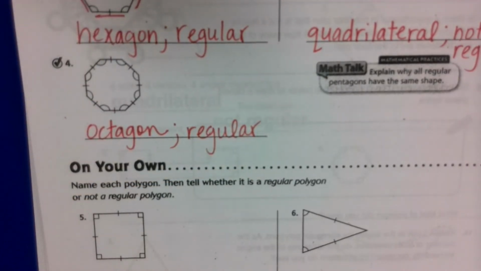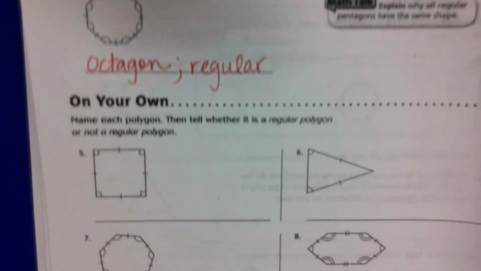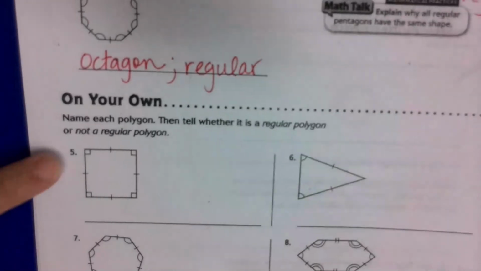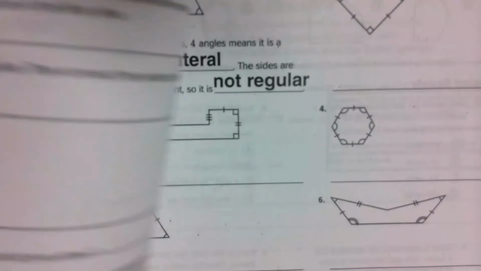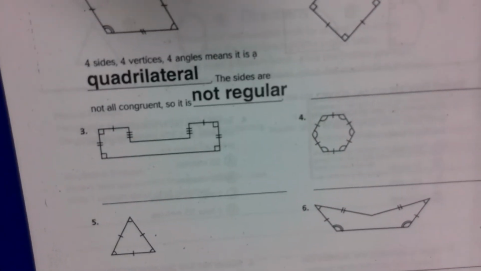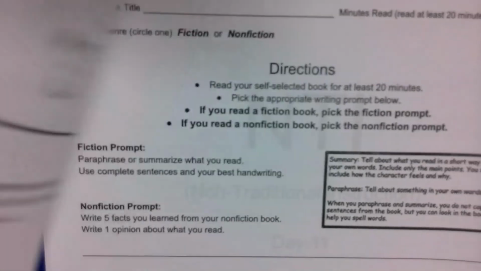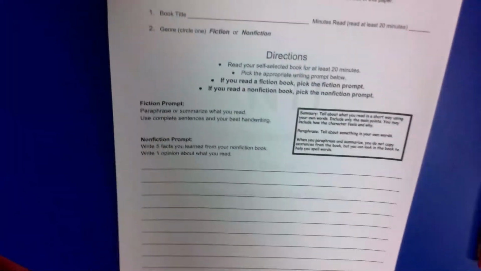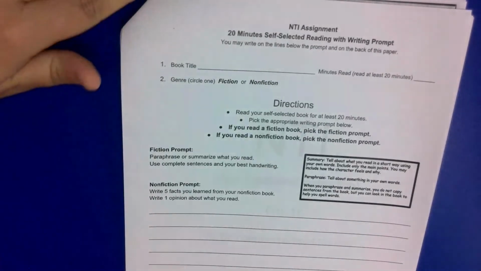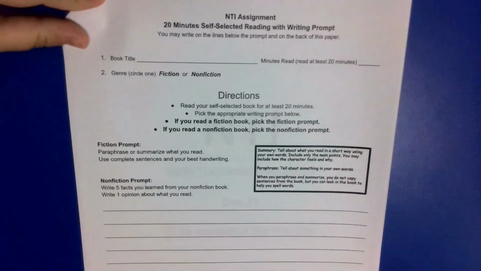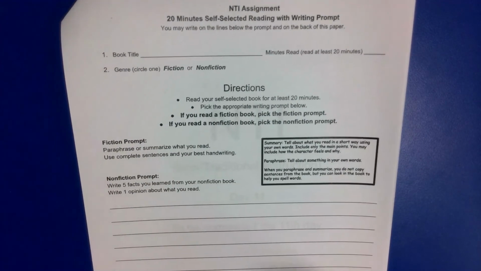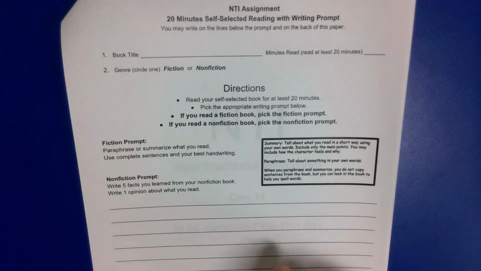Alright, boys and girls, I'm going to leave you to do the rest of this math on your own. So you've got the bottom of this page, the back of this page, and then you've got another front and back. Alright, so before I sign off, let's go over what you're expected to do here. This is a little bit different than what you had before. This is the last page of each NTI packet.